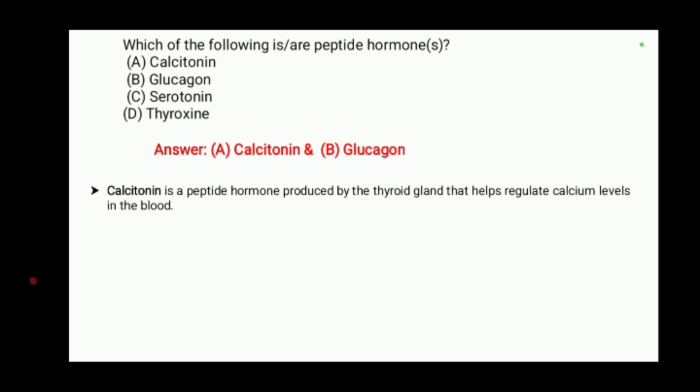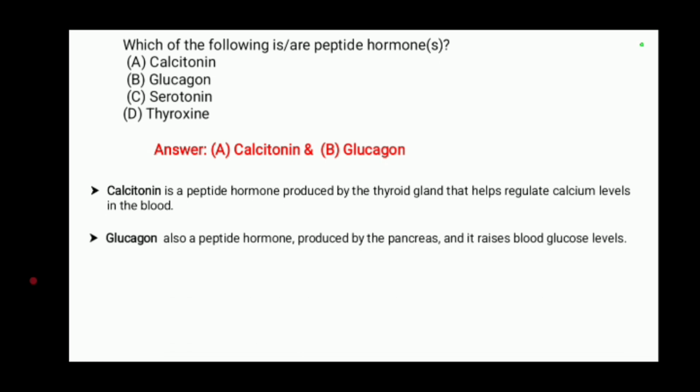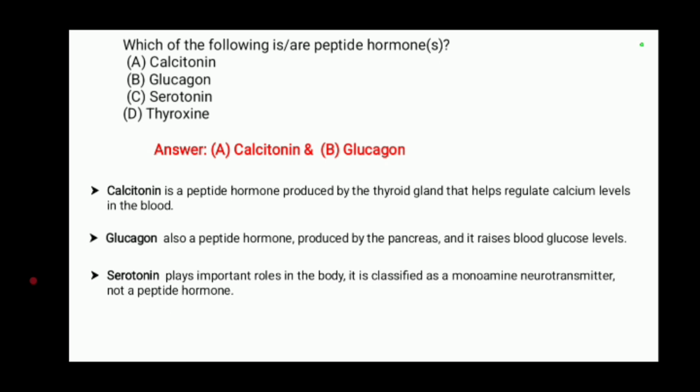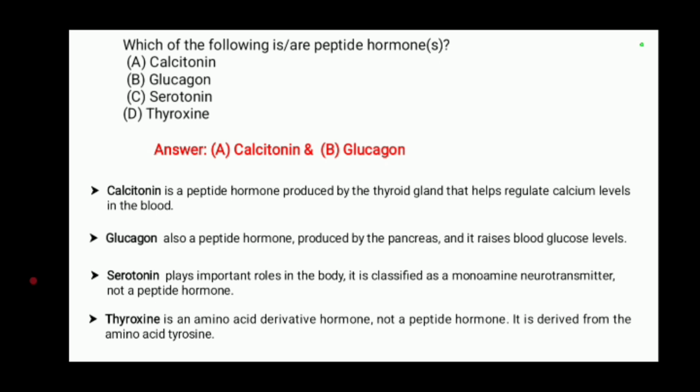Calcitonin is a peptide hormone produced by the thyroid gland that helps regulate calcium levels in the blood. Glucagon, also a peptide hormone, is produced by the pancreas, and it raises blood glucose level. Serotonin plays important roles in the body, but it is classified as a monoamine neurotransmitter, not a peptide hormone. Thyroxine is an amino acid derivative hormone, not a peptide hormone. It is derived from the amino acid tyrosine.